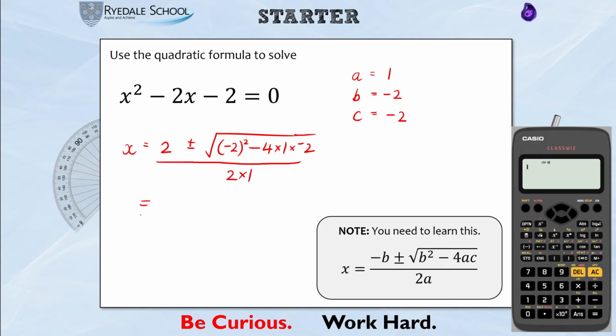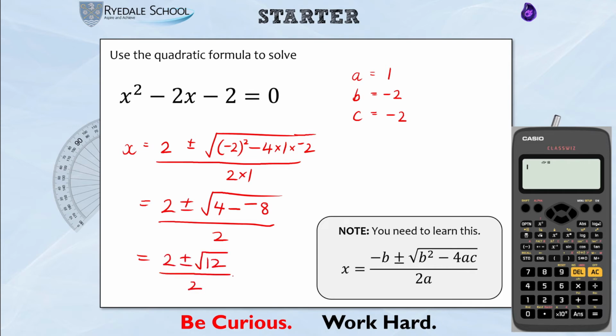I'm going to tidy up as much of this as I can before I even reach my calculator. So it's 2 plus or minus, well, -2 squared, -2 times -2 is +4. Subtract 4 times 1 times -2, and that is -8, all divided by 2. If I then tidy it up a little bit more, under the square root is the square root of 12, all divided by 2. Since I challenged myself to do this as a surd, root 12 is the same as root 4 times root 3, which is 2 root 3.